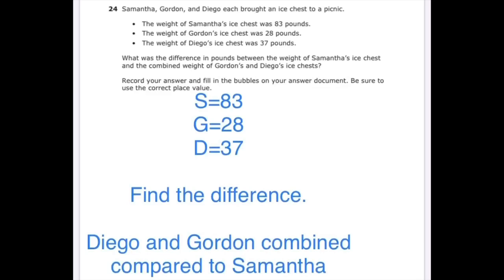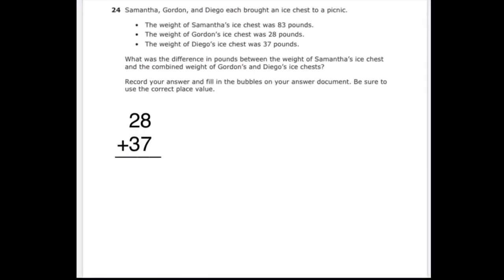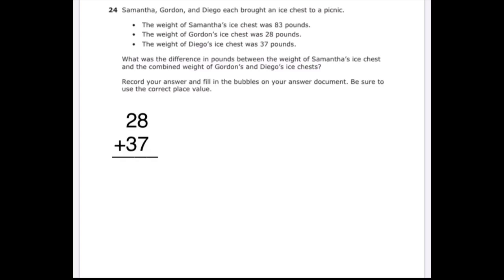So, of course, like I said, my first step is I'm going to add G and D together. When I add G and D together, I'm going to look at the ones place. So what is 8 plus 7? Well, I know 8 plus 8 is 16, so 8 plus 7 must be 15.